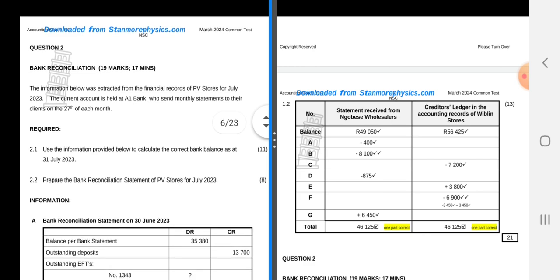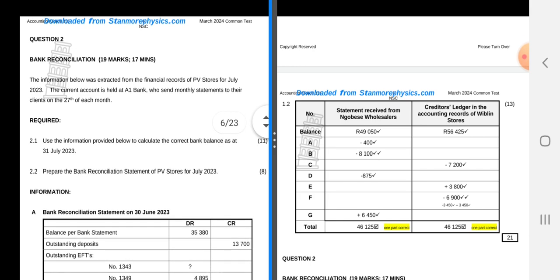All right, we have here question 2. We have the bank reconciliation statement. The information below was extracted from the financial records of PV Stores for July 2023. The current account is held at A1 Bank, who sends monthly statements to their clients on the 27th of each month. With regards to creditors reconciliation, guys, those sides have to balance. And you must balance the account, even if it does not balance. Even if you got everything wrong, balance it. At least write the balance of the first block. It's part marks, so you're going to get marks whether the balance is wrong or it's right.